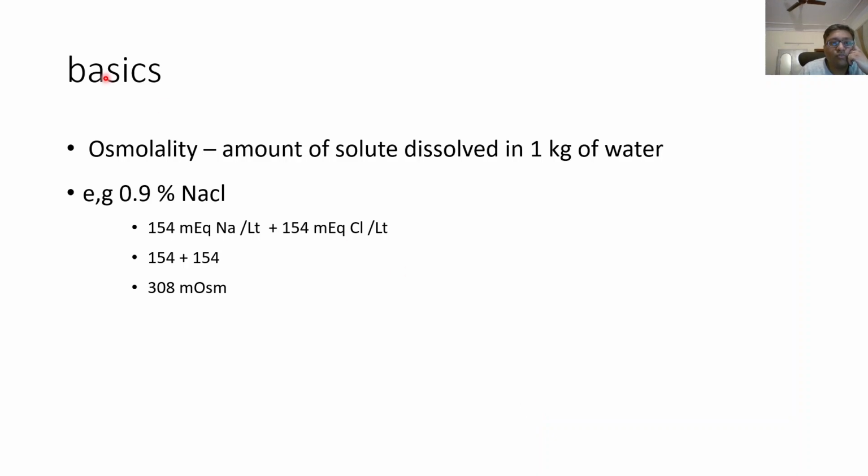Again, osmolality is the amount of solute dissolved in 1 kg of water. For example, the normal saline that we see, sodium chloride, has 154 milliequivalent sodium per liter and 154 chloride per liter. The total osmolarity becomes 154 plus 154, around 300 milliosmol. Compared to plasma, which has 275 to 285, sodium chloride is slightly hyperosmolar.